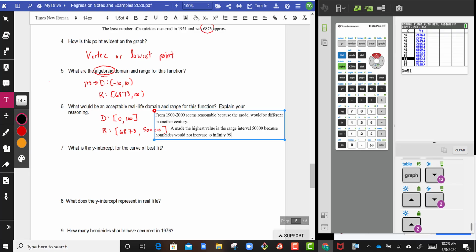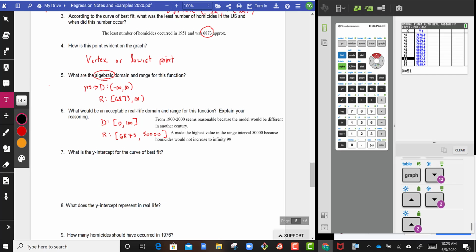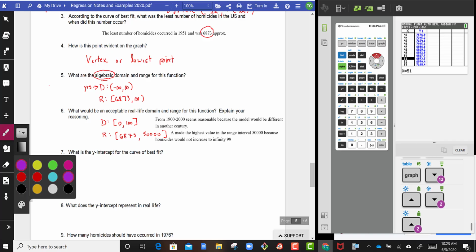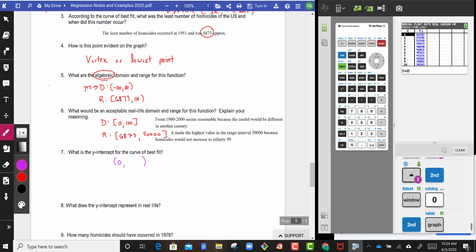All right, number 7, what is the y-intercept for the curve of best fit? To find the y-intercept, we need to find the point where x is equal to 0. So the easiest way to do this is to look at our table where x is 0. So I'm going to go back to second window, and I'm going to do my table start of 0. And we go second graph to look at the table. And we see at 0 we have 56,393.